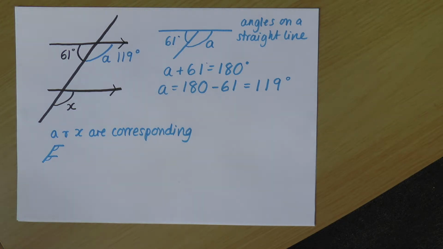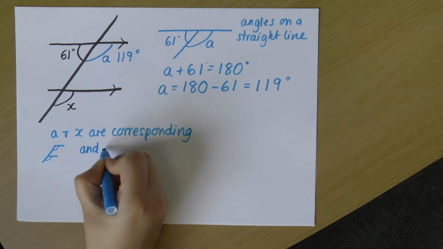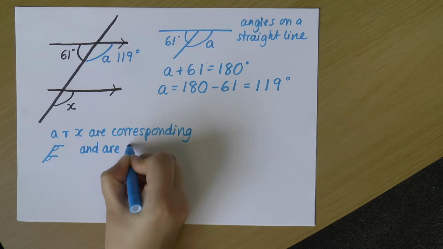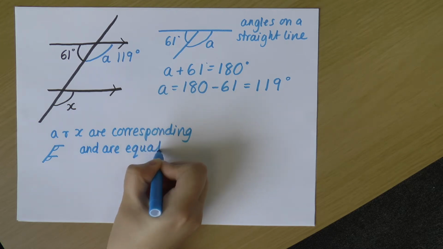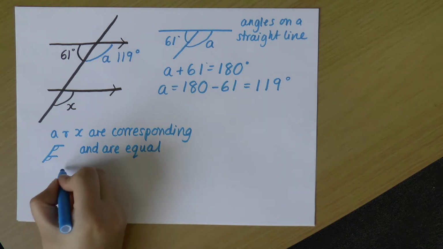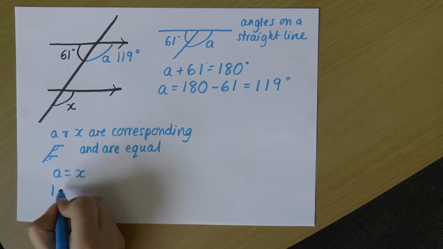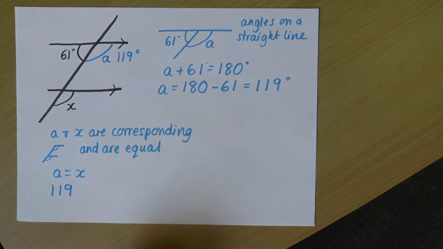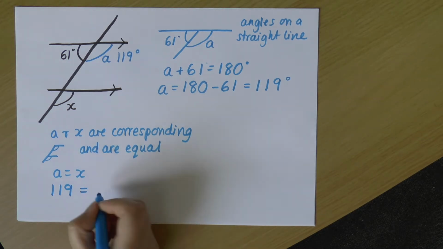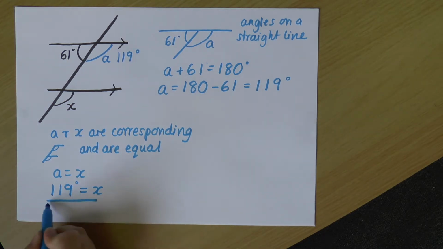Now corresponding angles are equal. So I'm going to put that corresponding angles are equal. So A and X are corresponding angles and are equal. Therefore A equals X. Well, I know that A is 119 because I've just calculated that. Therefore X is also 119 degrees.